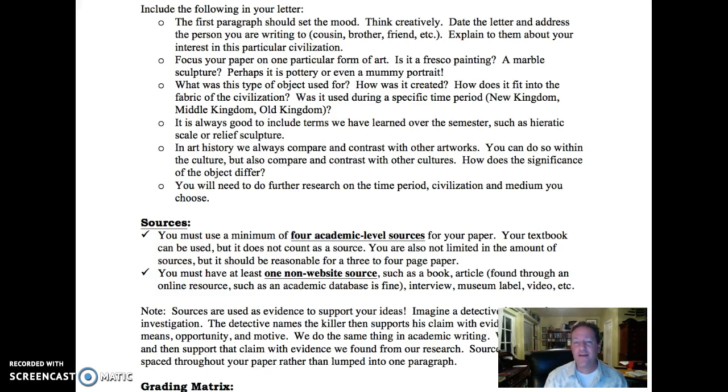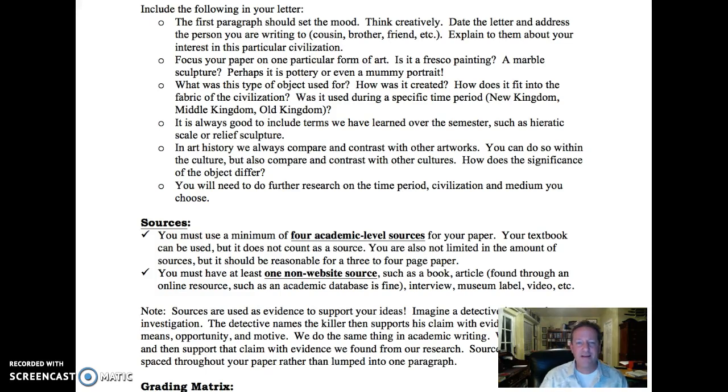And we kind of already did this through the bibliography. Is it a fresco painting, a marble sculpture, or maybe it's pottery, perhaps even a mummy portrait? What was this type of object used for? How was it created? How does it fit into the fabric of the civilization? Was it used during a specific time period? For instance, in Egypt, was it used during the New, Middle, or Old Kingdom?